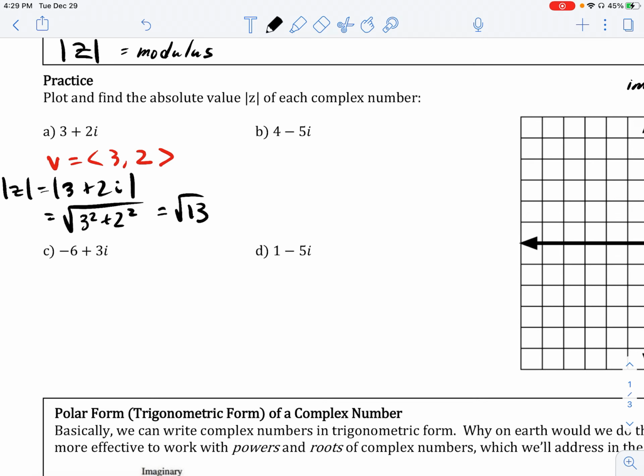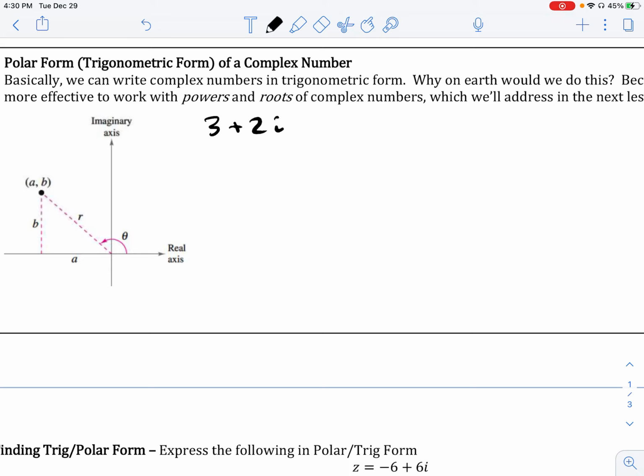Now, why on earth would we take something that looks so beautiful, something like a really basic complex number, something like this, 3 plus 2i, and rewrite it in trigonometric form using its angles or trig functions? Well, the answer is because, believe it or not, it's actually a lot more effective to work with the powers and roots of complex numbers, which we'll do in the next lesson.